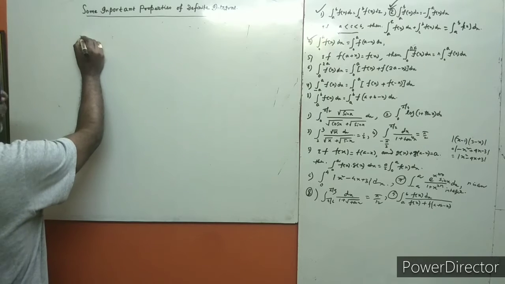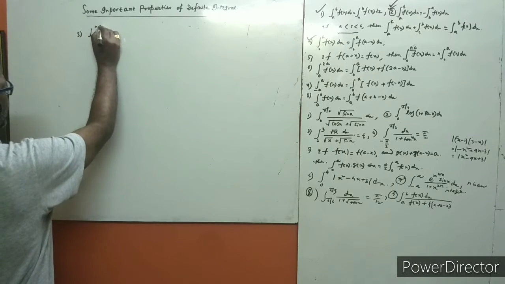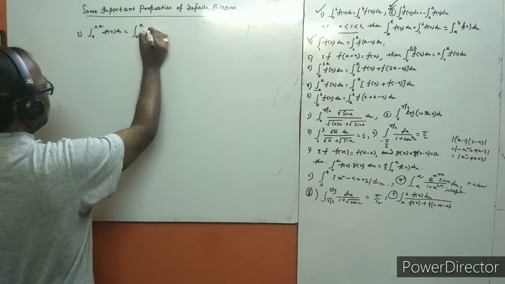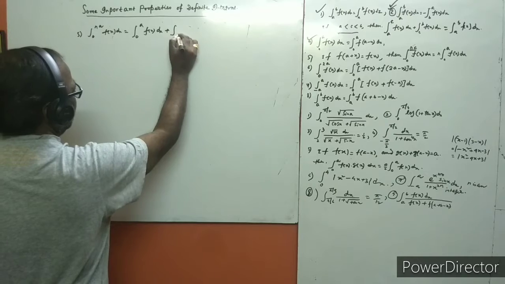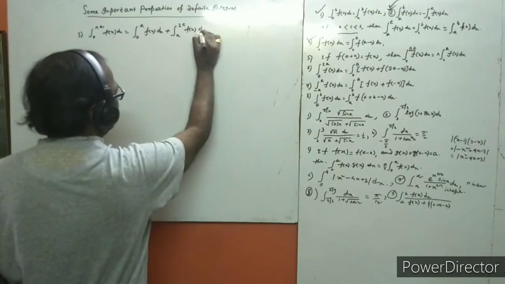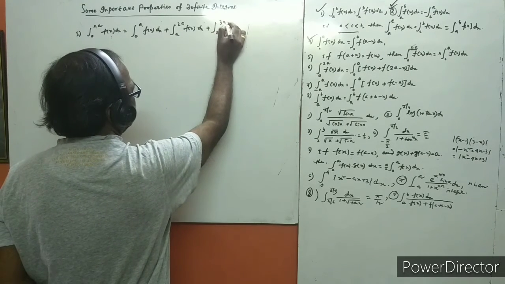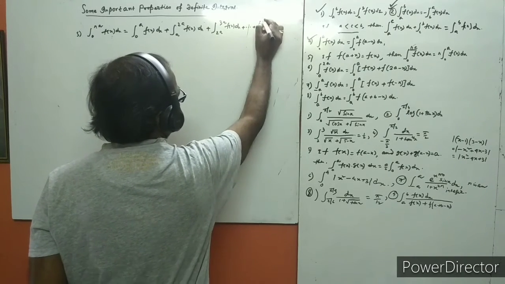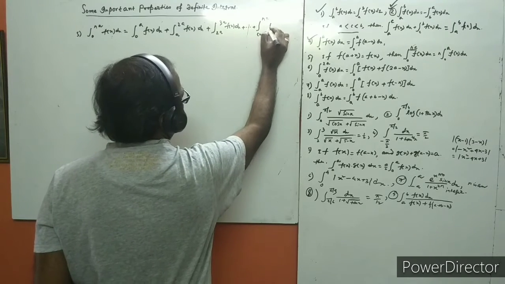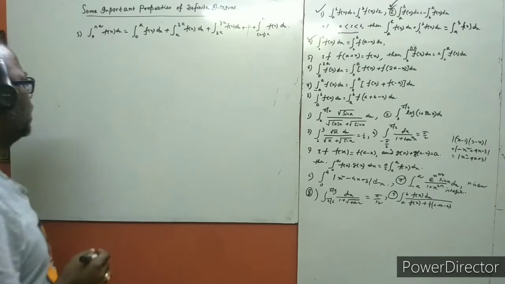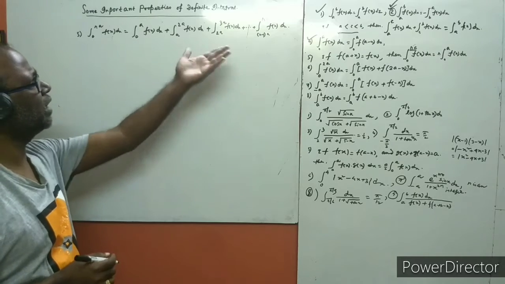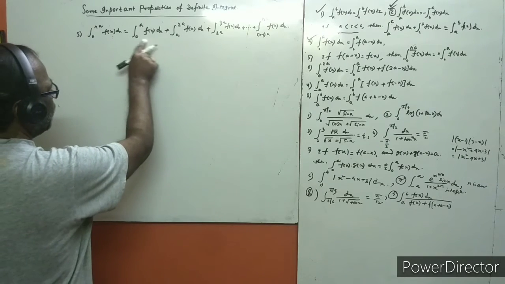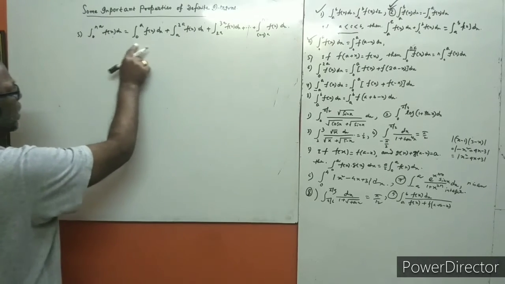Now the point number 5: the integral from 0 to na, where n is an integer, of f of x dx, is split into the integral from 0 to a of f of x dx, plus a to 2a, plus 2a to 3a, plus dot dot dot, up to (n minus 1)a to na of f of x dx. So there are n integrals: first, second, third, up to the nth. Let us assume each of these integrals is equal to the integral from 0 to a of f of x dx.